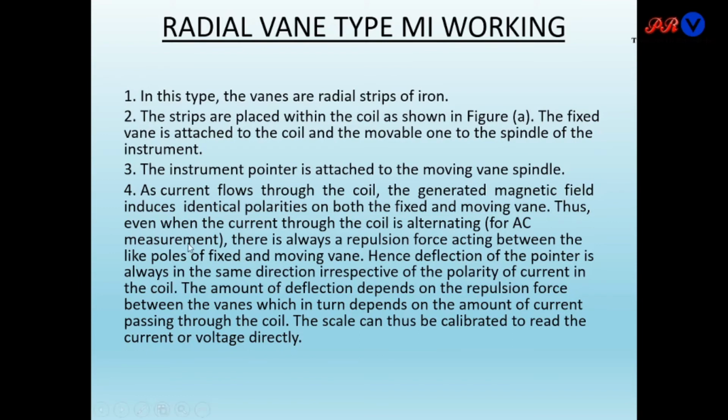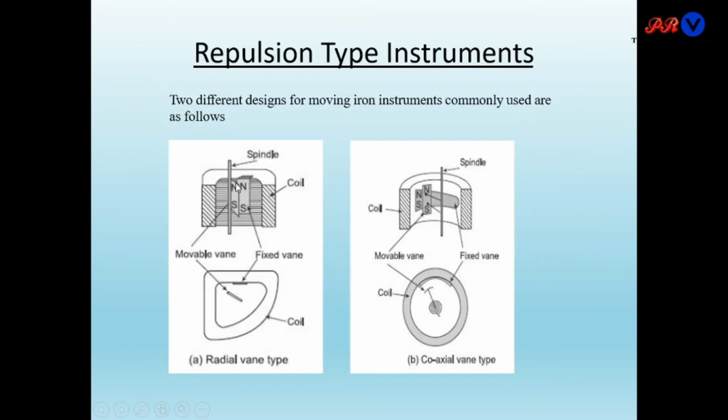Working in this type: the vanes are radial strips of iron. We are discussing the radial vane type here. The strips are placed within a coil as shown in figure A. The fixed vane is attached to the coil and the movable one is attached to the spindle of the instrument. The instrument pointer is attached to the moving vane spindle. As current flows through the fixed coil, the generated magnetic field induces identical polarity on both the fixed and moving vane. Identical polarity means north pole and south pole, so these are identical polarity on both vanes.